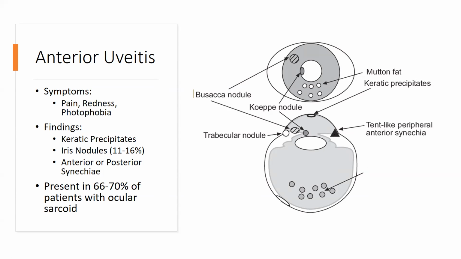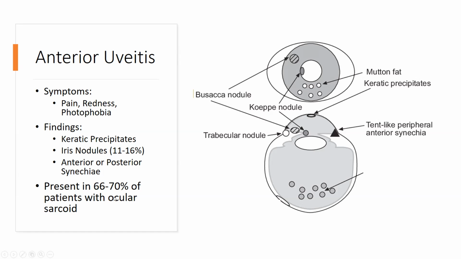The reason that's important is that nodules or granulomas that form here can block the drainage system of the eye, leading to glaucoma. This can cause permanent vision loss through damaging the optic nerve. So it's very important for us to find and identify those nodules, as they are really responsive to steroid therapy.